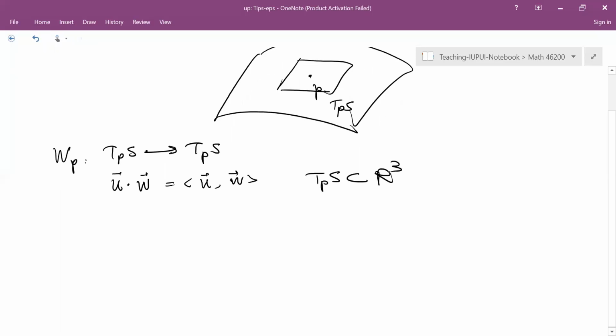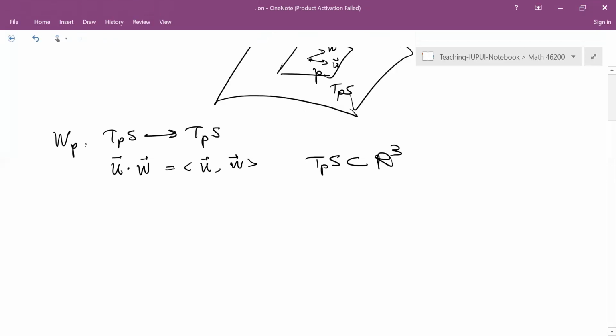So we use the inner product from Euclidean space. You can define the inner product of two vectors, this is U, that's W. And the very important property is that this map is going to be self-adjoint.